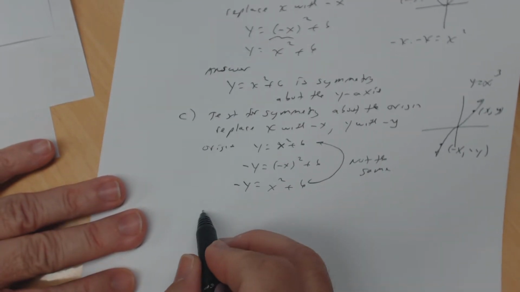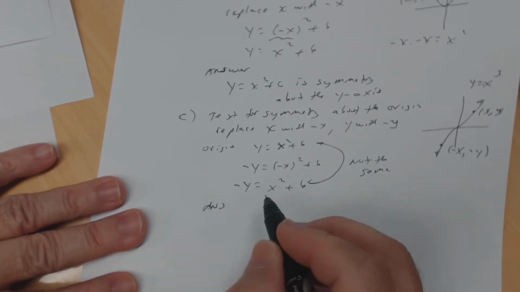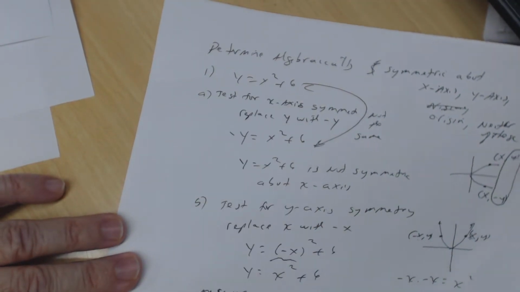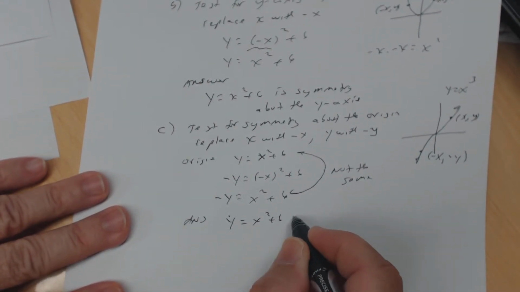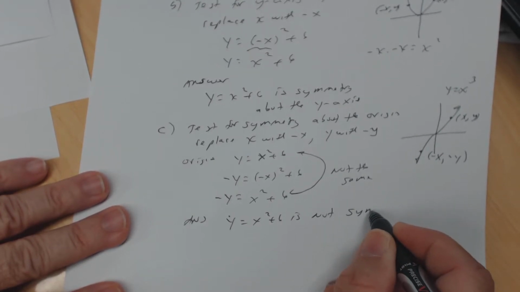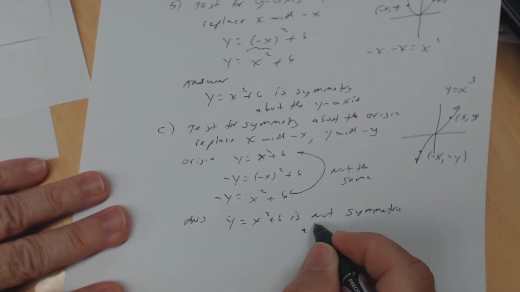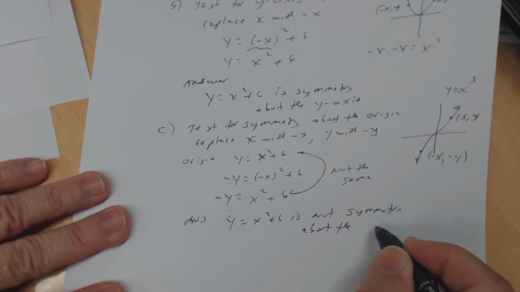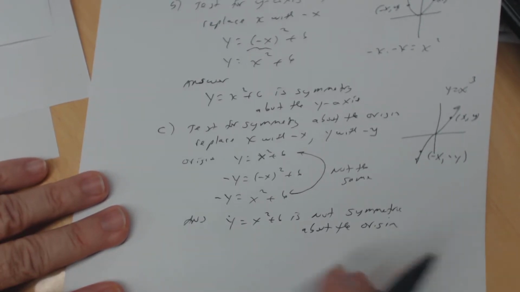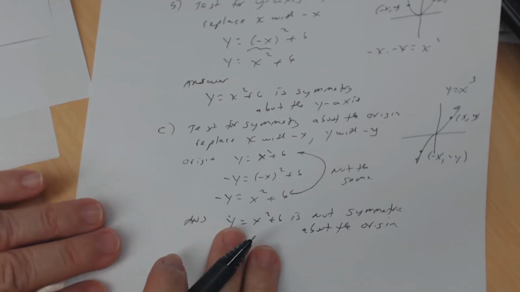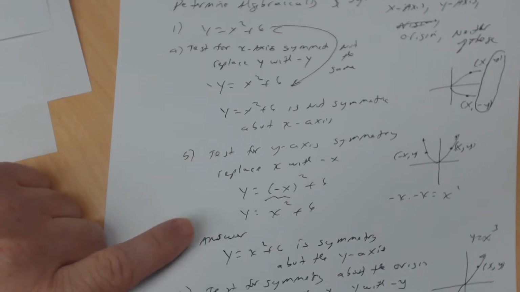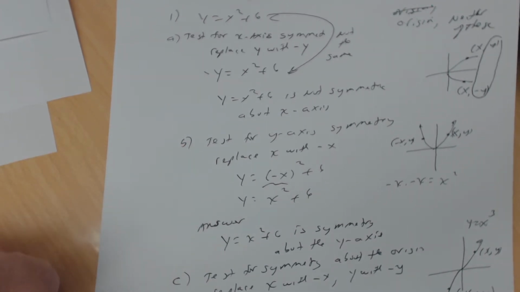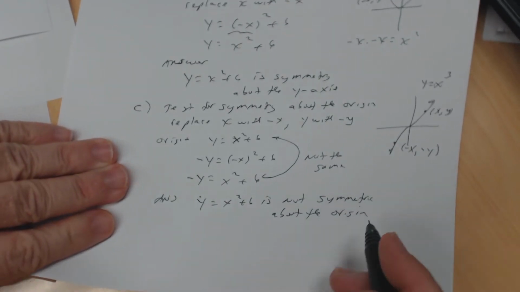So the answer will be: the original equation was y equals x squared plus 6, so we have to say y equals x squared plus 6 is not symmetric about the origin. There's only one symmetry here. Y equals x squared plus 6 is symmetric only about the y-axis.